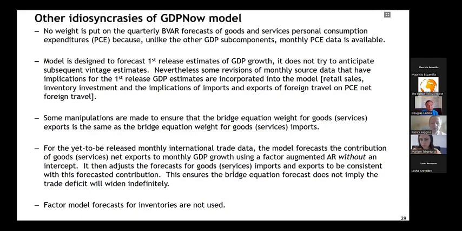And there are a couple other subcomponents that have the same thing. So inventory investment is one of them, where these revisions can actually matter. There's only a few, but those are the two biggest ones.